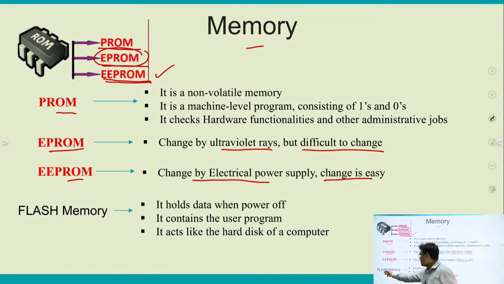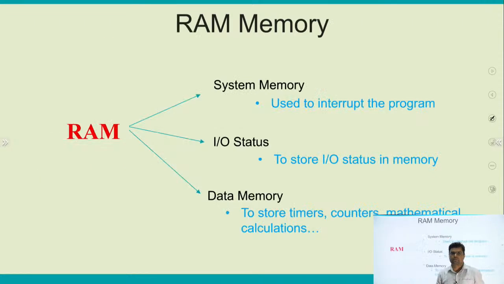Another one is flash memory, which is used to hold the data. Any kind of process we do in the PLC, like the counter or any relay, is stored in the flash memory. The flash memory will vary according to the applications. Now come to RAM memory. It is known as random access memory.